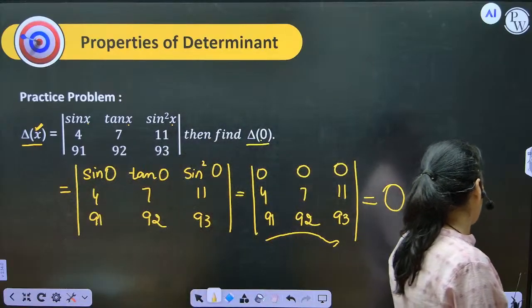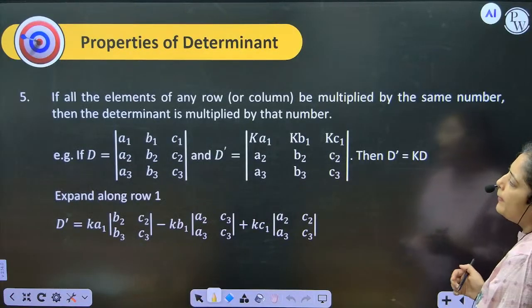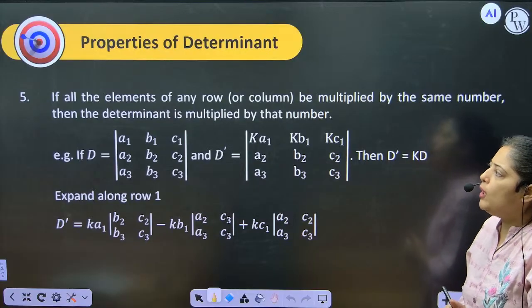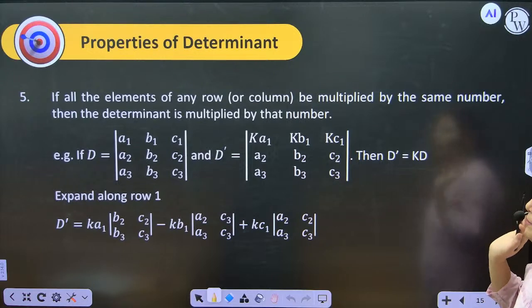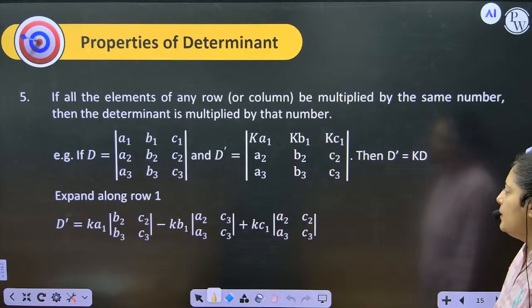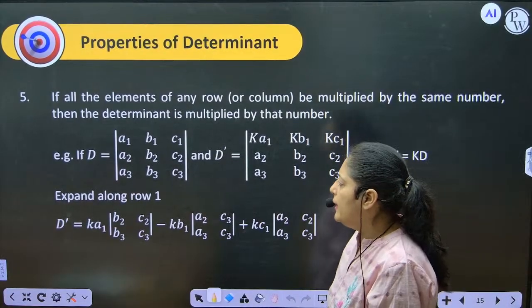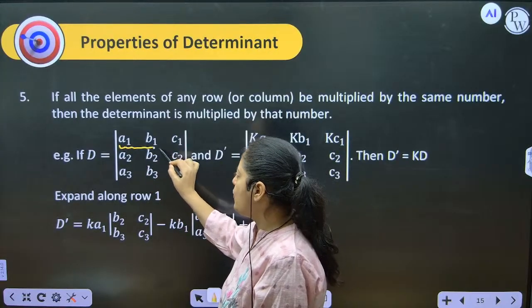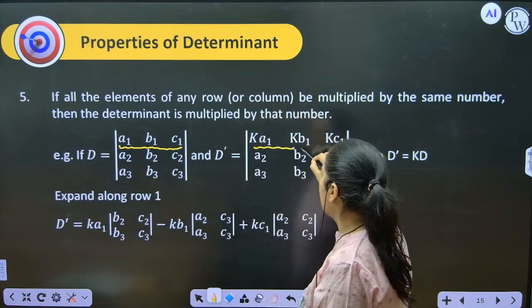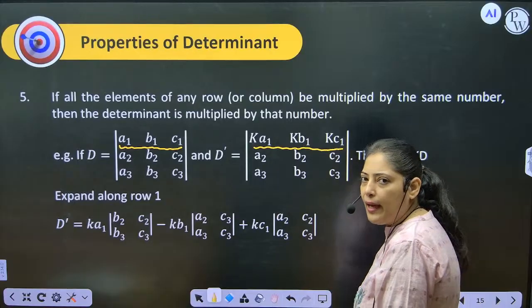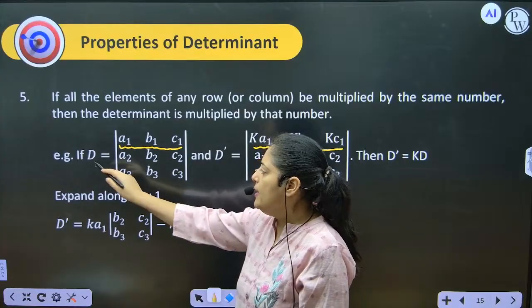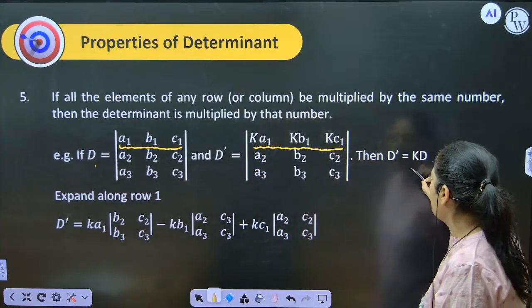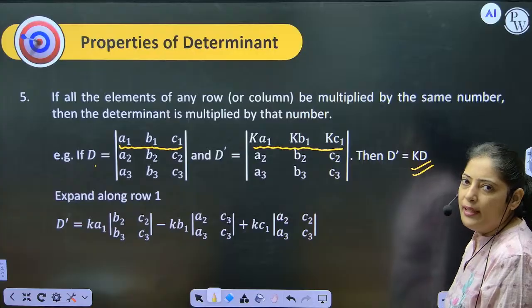next, fifth property. If all the elements of any row will be multiplied by the same number, then the determinant is also multiplied by that number. Simple property, clearly visible. If this row, suppose I am multiplying with any constant number k, its value is suppose d, this value will come out to be k times of d.